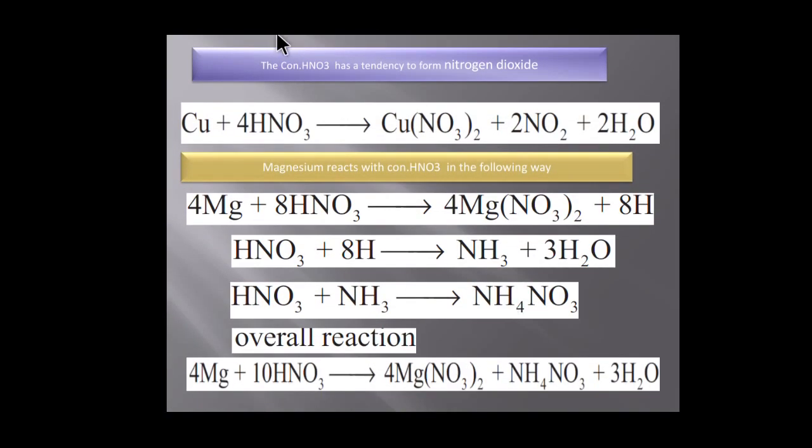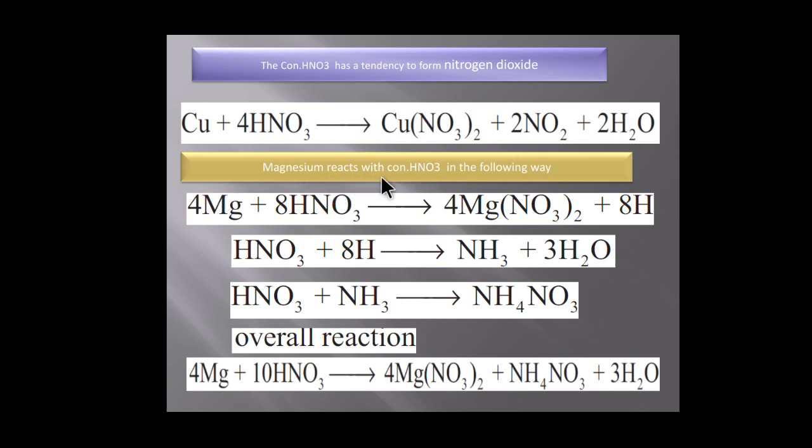Next, concentrated nitric acid has a tendency to form nitrogen dioxide. So copper reacts with HNO3, nitric acid, to form copper nitrate, NO2 and H2O. Is it clear? In concentrated form, the water level is low. In diluted form, the excess of water is large. Just consider that.